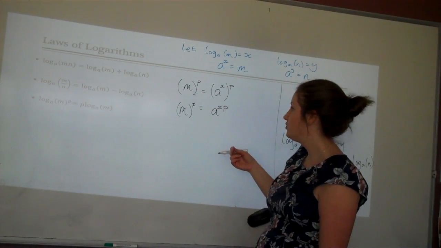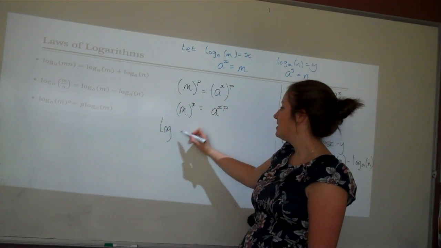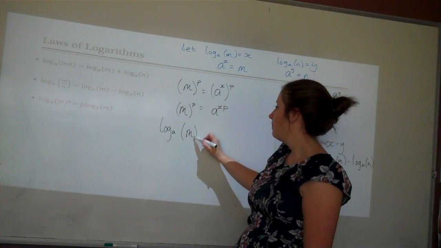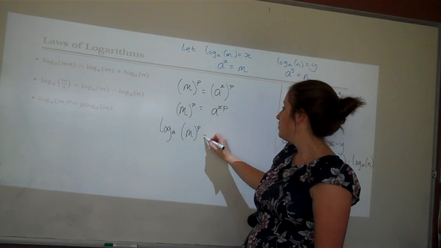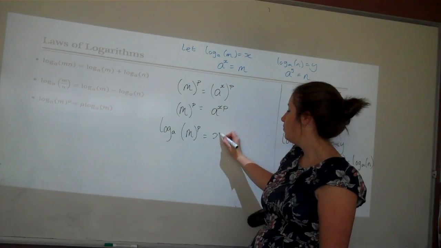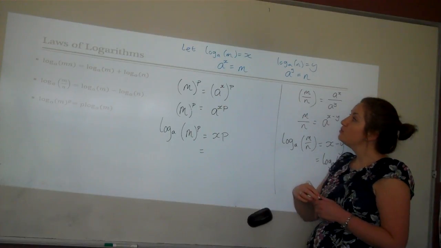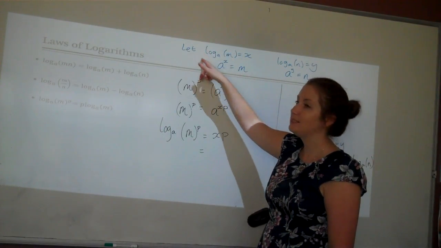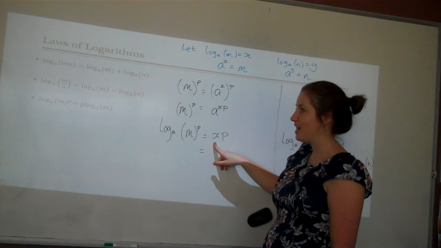Now, the next thing we need to do is to convert this exponential equation into a log equation, similar to what we did the first two times. So this will become log, our base here was a, so our base here will be a of m to the power of p, and it's going to be equal to our old power, which was xp. Now, because we know that x is equal to log a of m, we can substitute this expression here into our equation for x.